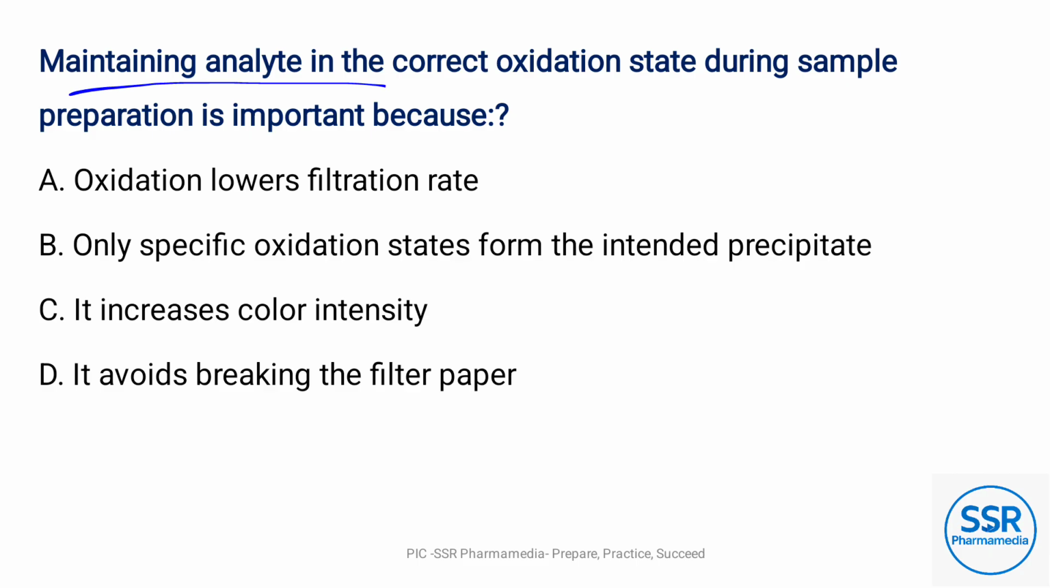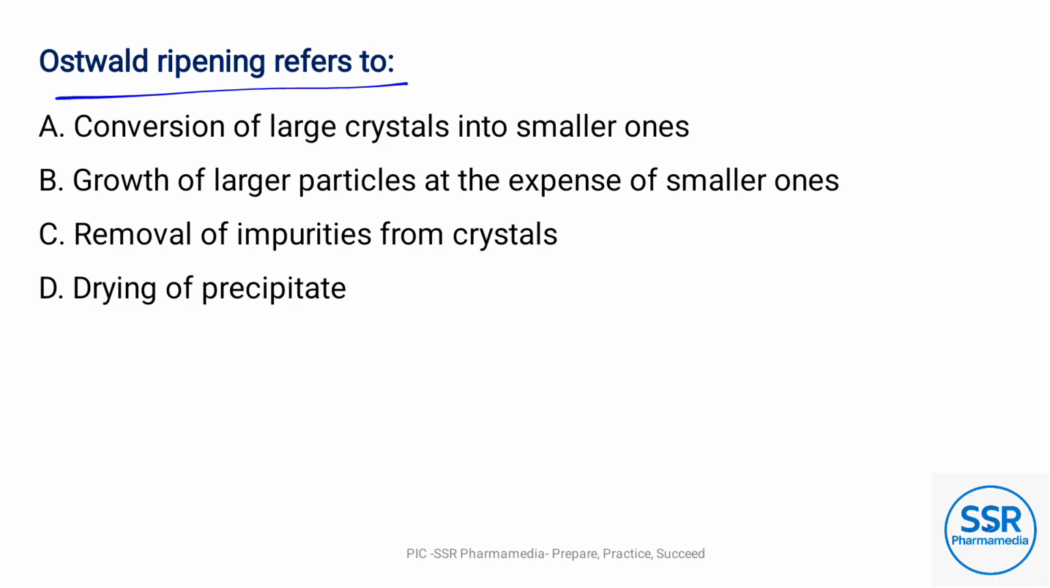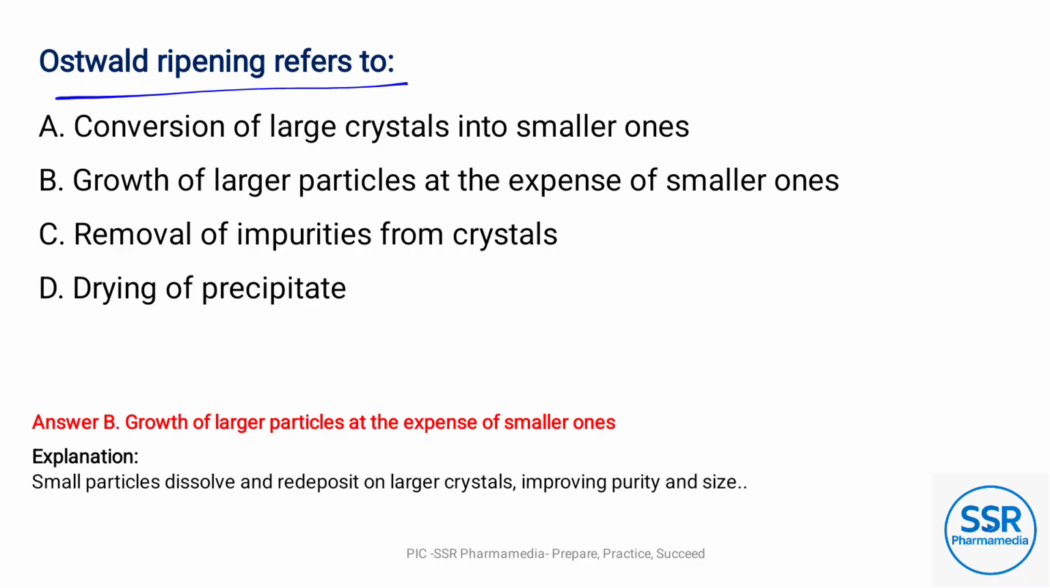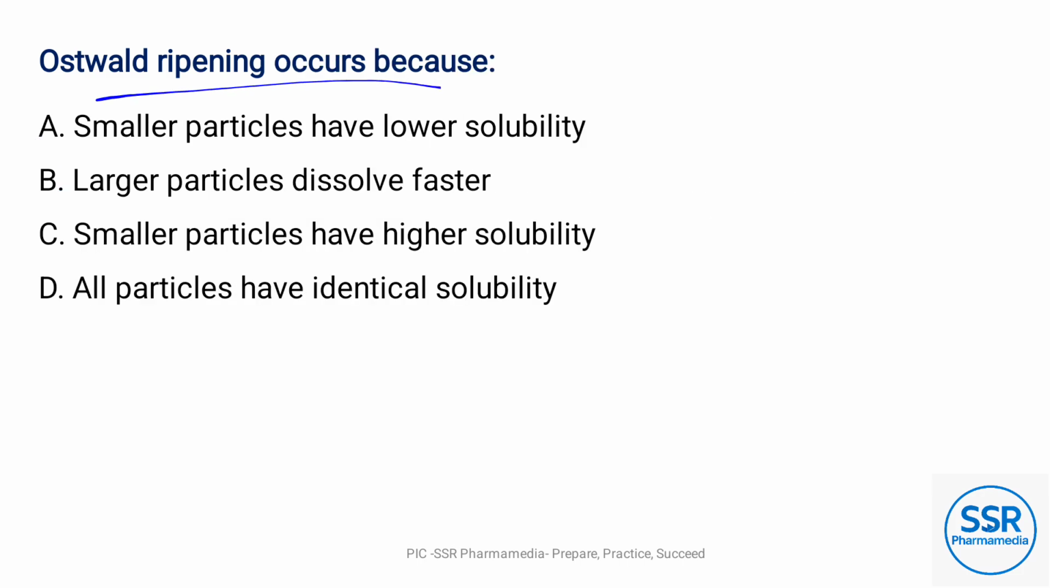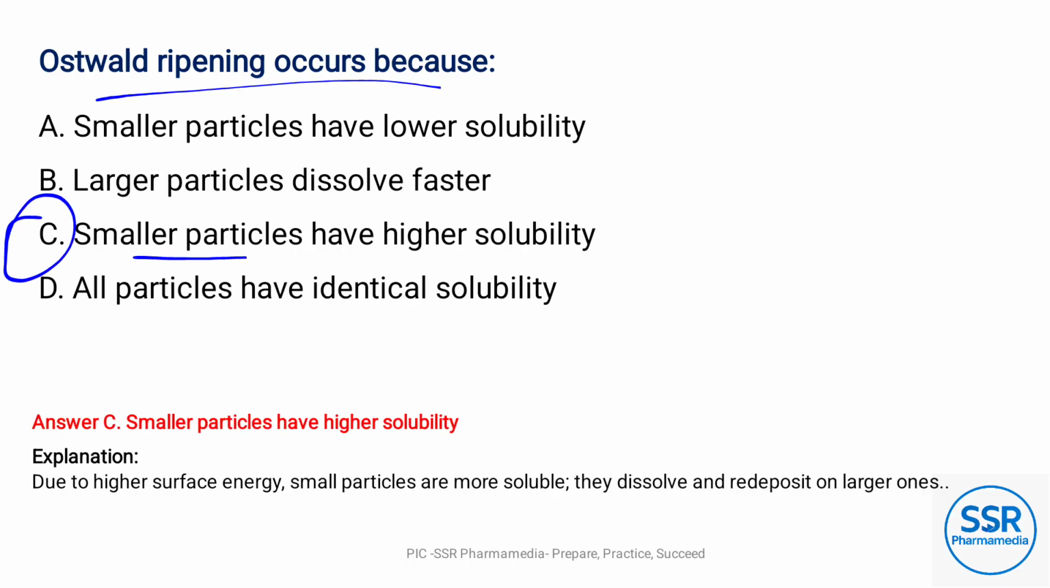Maintaining electrolytes in the correct oxidation state during sample preparation is important because, so option B, only specific oxidation states form the intended precipitate. Ostwald ripening refers to, so option B, growth of large crystals at the expense of smaller ones. Ostwald ripening occurs because, option C, smaller particles have higher solubility.